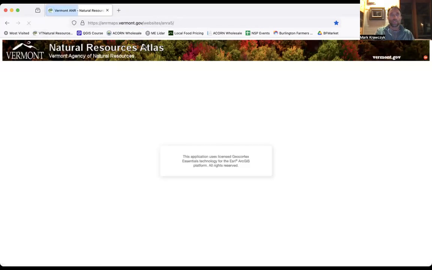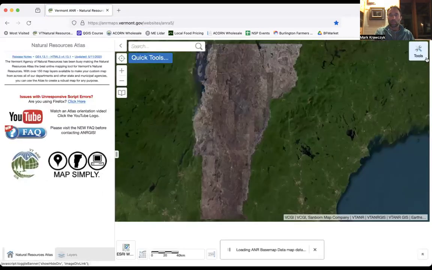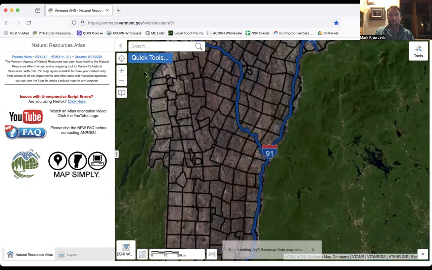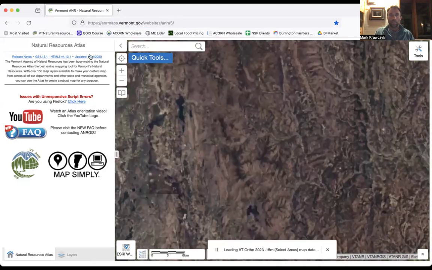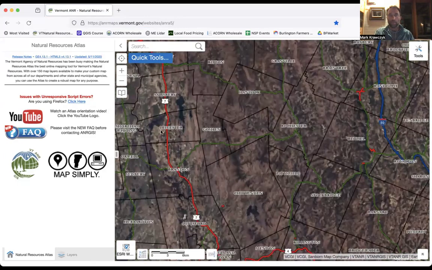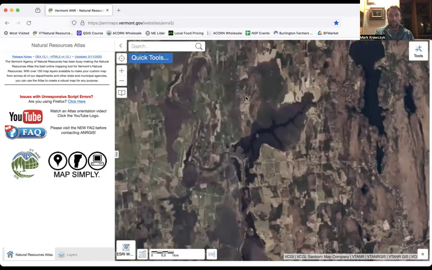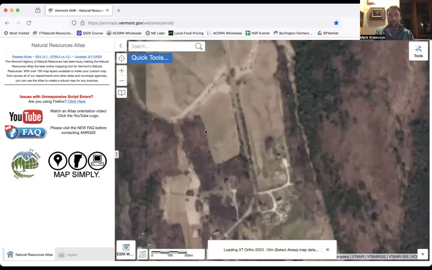If you search Vermont Natural Resources Atlas, you're going to come to this site, and it takes a minute to bring it up. And then you can enter whatever your address is here in the toolbar or in the search bar there. And I'm just going to pick a random spot. So if you entered in an address, it's going to spit it out right here, and you can click on the address and it should take you right to your location. But I'm just going to pick a place on the land in the landscape.